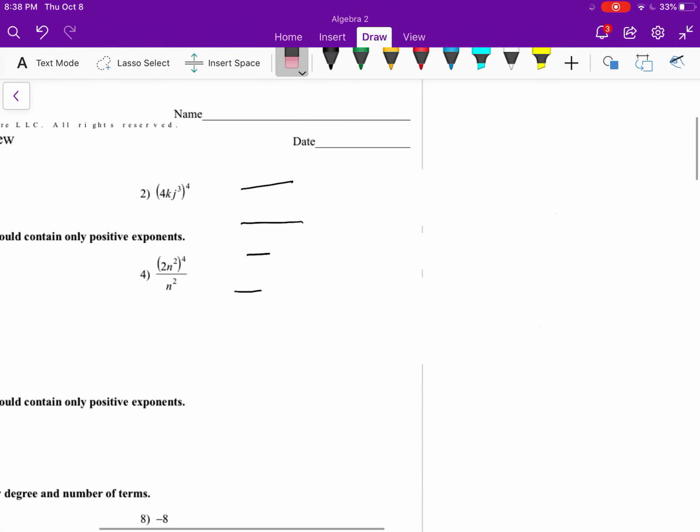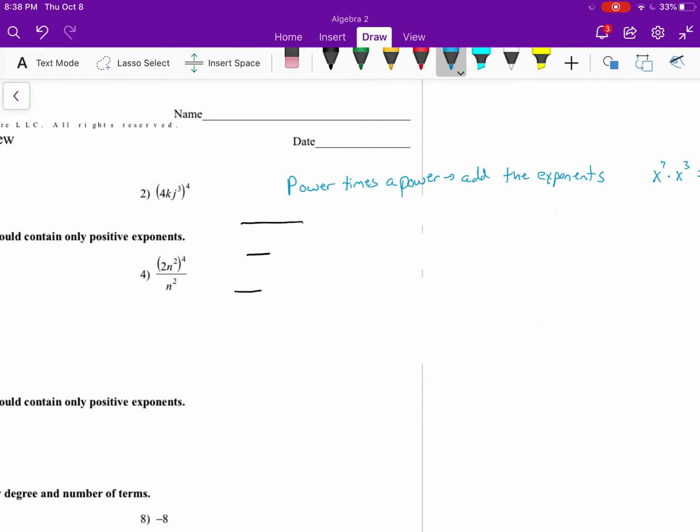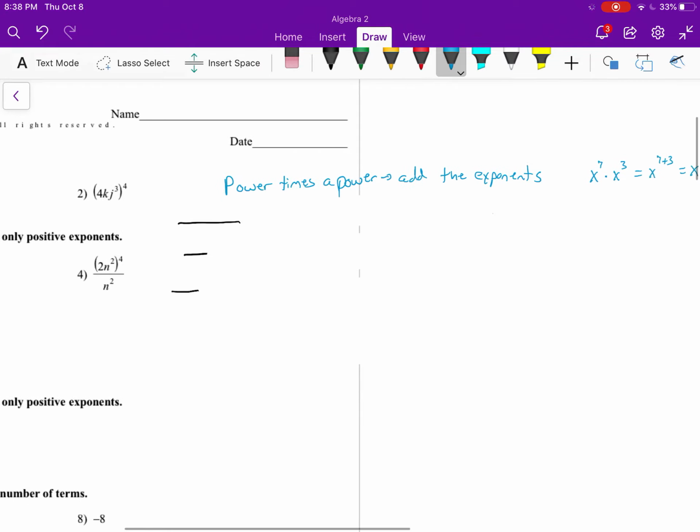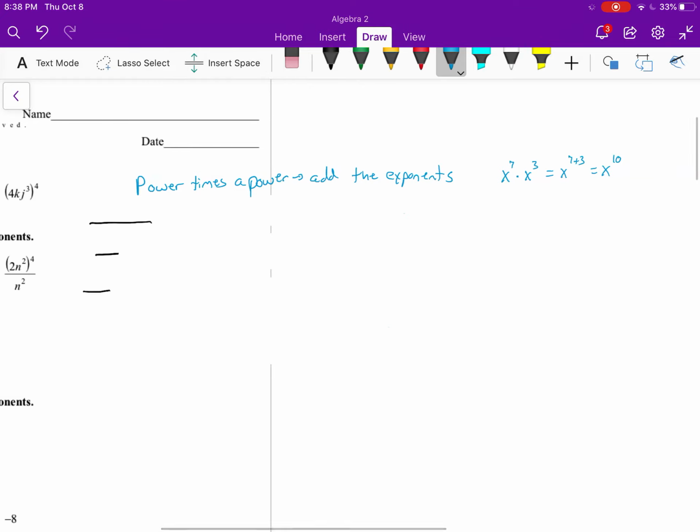So let's take a look at some of the rules that we have talked about. The power times a power: what we want to do is add the exponents. A power times a power, we add the exponents. Here's an example, x to the 7th times x cubed. We have to add the exponents. It's going to be x to the 10th.